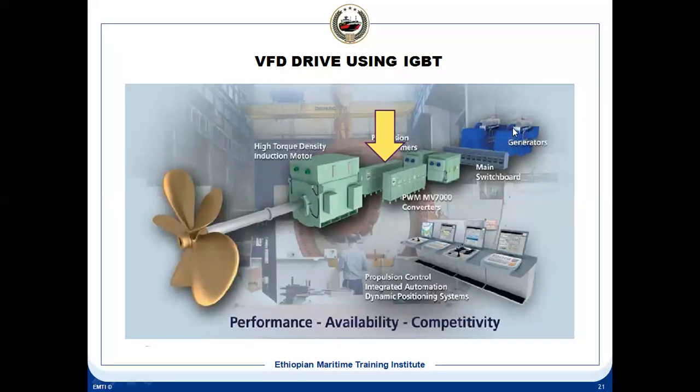So supply from this main generator is coming to the main switchboard. It is coming to a step-down transformer. Then it comes to a converter. This converter is controlling the synchronous or induction motor. So this is one application of IGBT inside a VFD that we use on board ship.